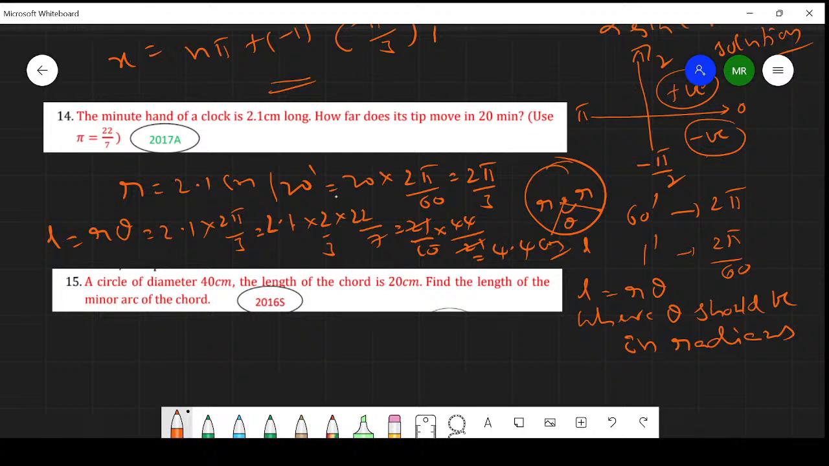Now I want 20 minutes, so the tip moves 20 into 2 pi by 60, which is 2 pi by 3 radians. The angle turned by this minute hand is 2 pi by 3 radians. L equal to R theta, theta should be in radians. So 2.1 into 2 pi by 3, replace pi with 22 by 7, simplify, it gives 4.4 centimeters. I hope you understood this. If you have doubt, please ask me. I am here to explain.